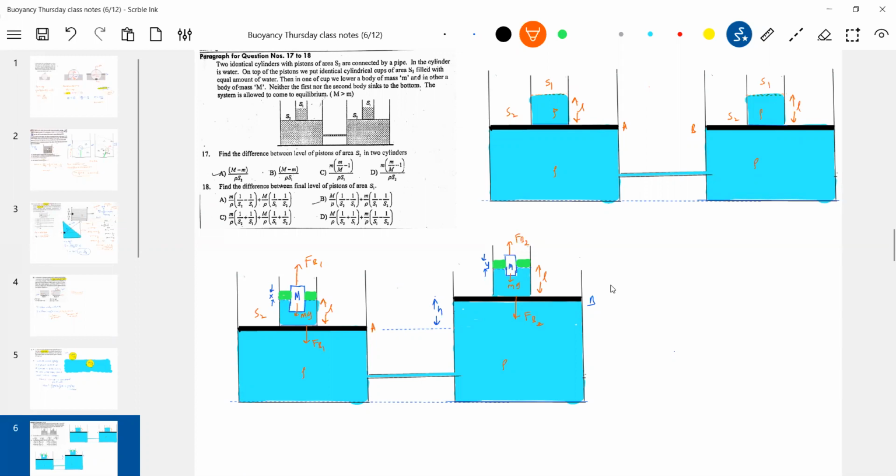Write it now. So write the equation. I'll move from A. So what is FB1? FB1 is equal to Mg. FB2 is equal to small mg.